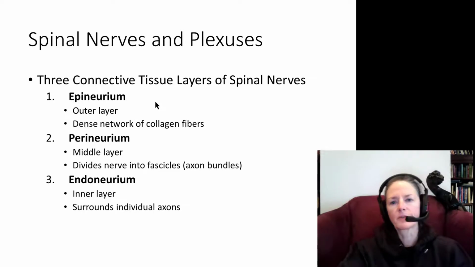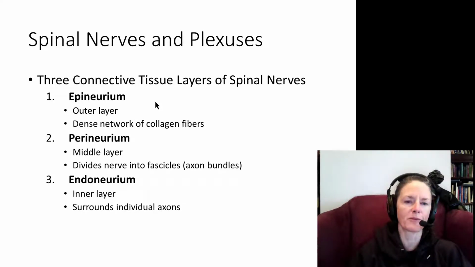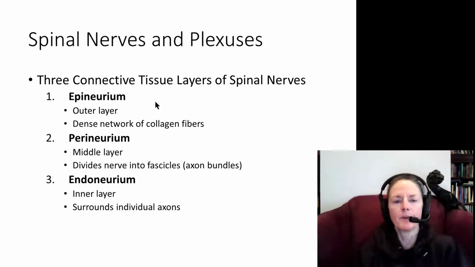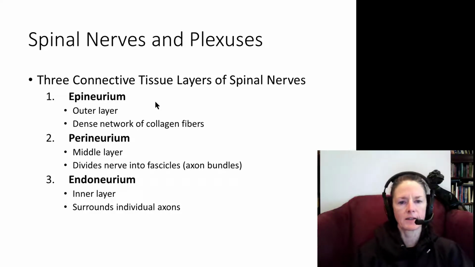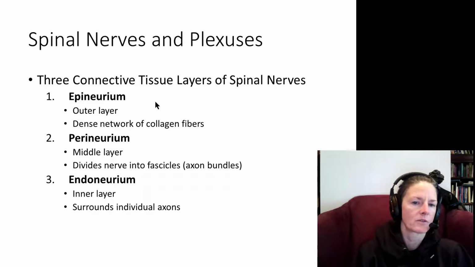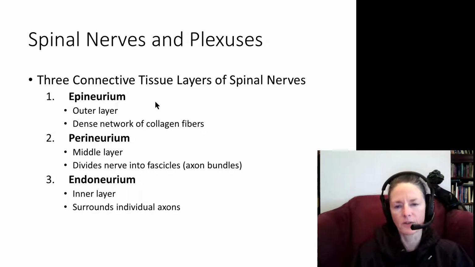So let's talk about the three layers. We've seen a similar term before. We have the outer layer called the epineurium. And this is very similar to the epimysium. This is going to cover the entire nerve. So the entire nerve. And it's going to have this dense network of collagen fibers, which is going to form the epineurium. And then we're going to have individual axons that will be grouped together into bundles called fascicles. Just like we saw individual muscle cells grouped into fascicles, we're going to see the same thing with axons.